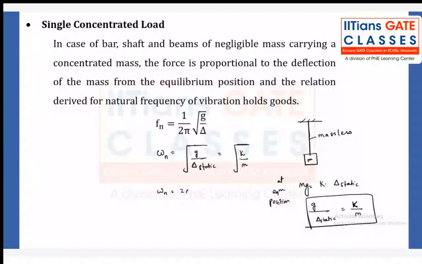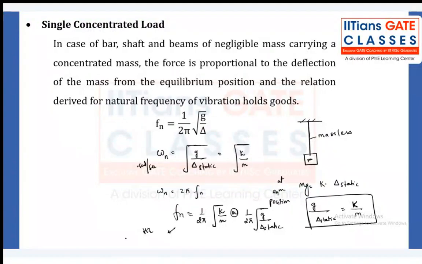Everybody knows natural frequency is what? Omega n equals 2 pi Fn, where Fn is the natural frequency. Omega n is in radians per second. Remember, the unit is radians per second. If you want to get it in hertz, you need to divide it by 2 pi. Please make a note of it. What is the unit in hertz?